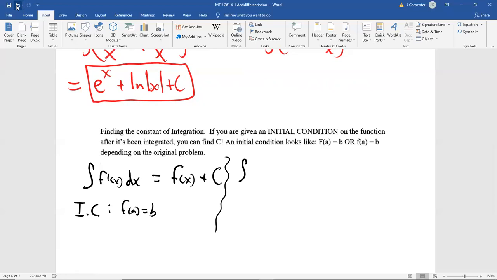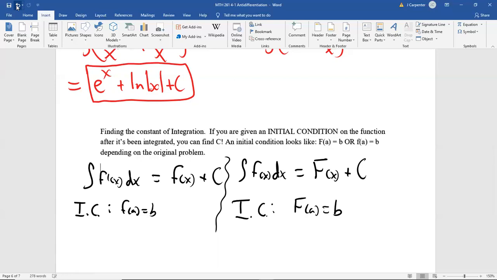But if they give you the original thing written as a normal function, not its derivative, when we integrate a regular function, that's when we go to the capital letter. And in that case, the initial condition would be capital F of A equals B. Again, it just depends on the original notation. Did they give you a function written as a derivative, or just a function written as a function? Because if they give you the function written as a derivative, when you integrate, you don't use a capital letter. The integral of this is this because the derivative of this is this.